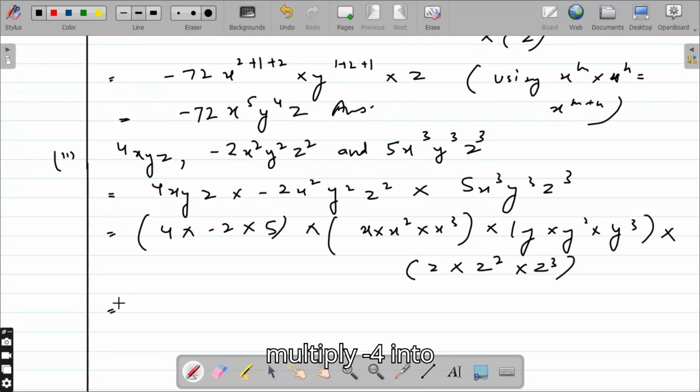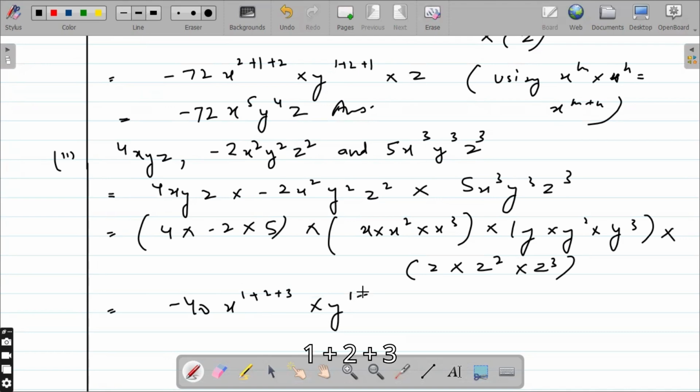So multiply 4 into minus 2, that is minus 8, and 8 into 5 is 40, so minus 40. It will become x 1 plus 2 plus 3, into y 1 plus 2 plus 3, into z 1 plus 2 plus 3. So in our final step, we will be writing minus 40 x 6 y 6 z 6.